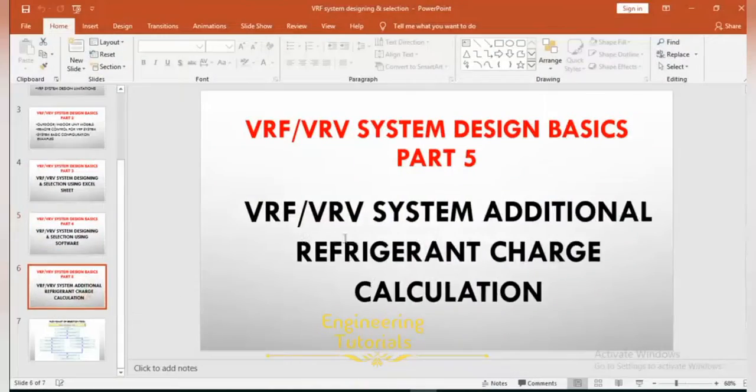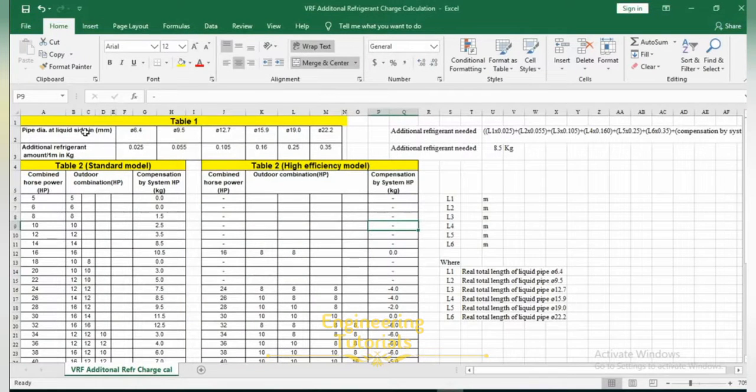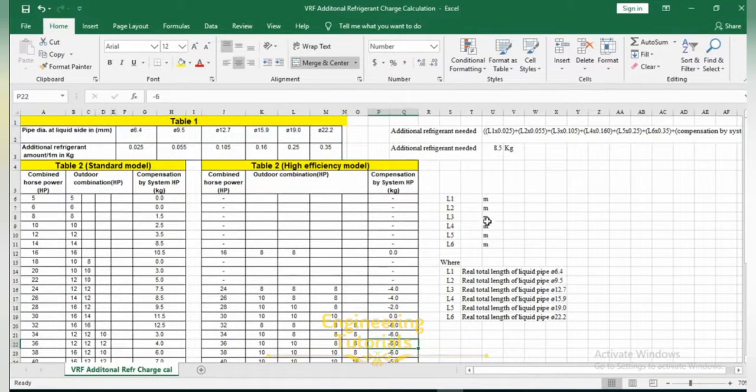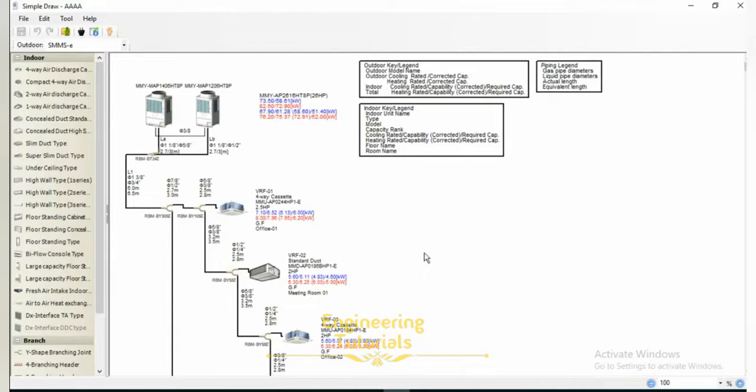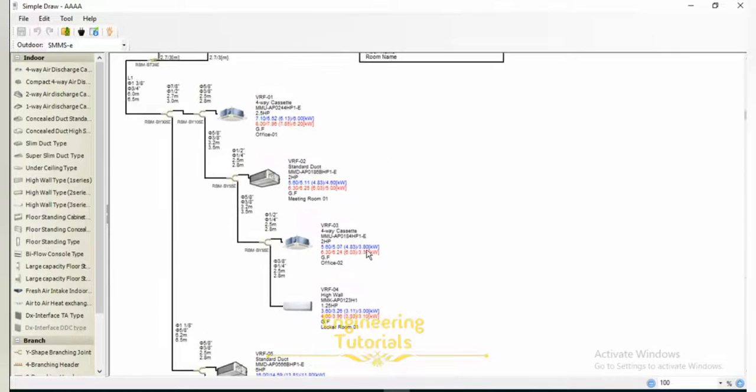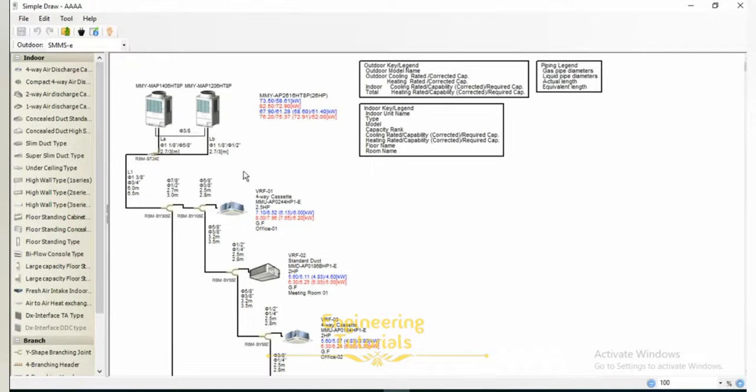And today I'm gonna discuss VRF system additional refrigerant charge calculation. I have prepared an Excel sheet to show you the calculation for additional refrigerant needed for your system. If you remember, last time I used this software, the VRF selection tool, to design and draw our system, and we made the PDF file also in the form of results.